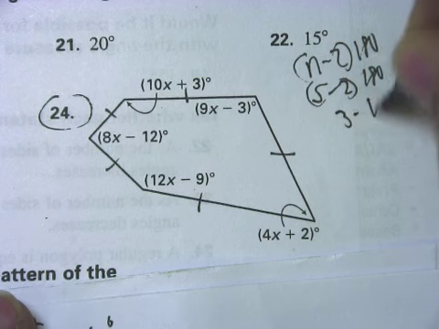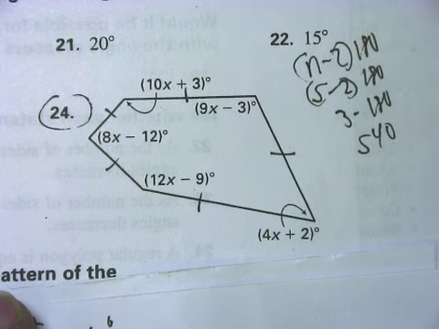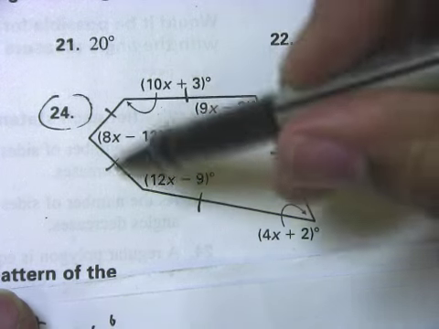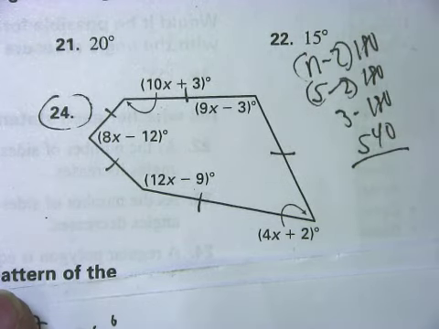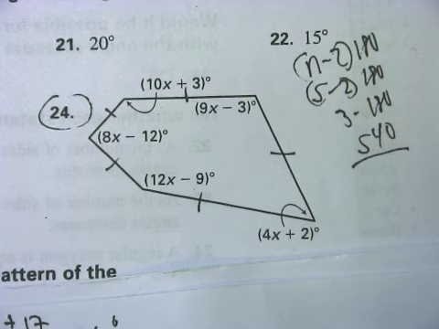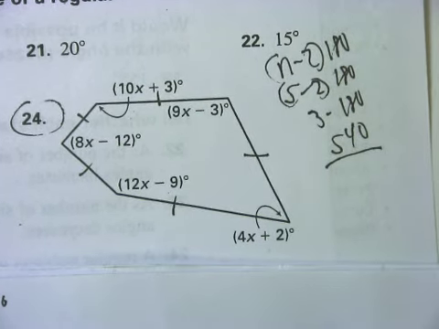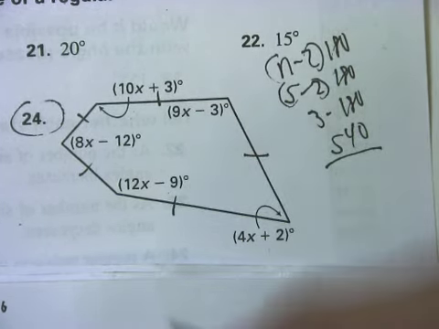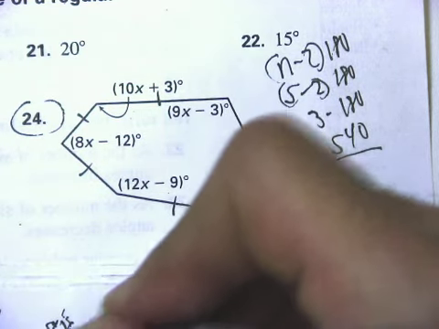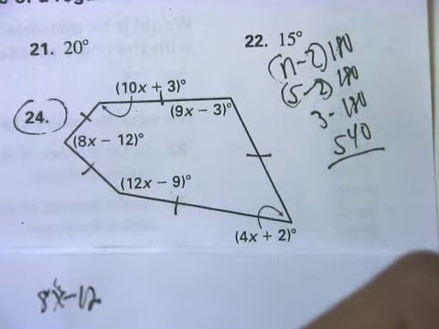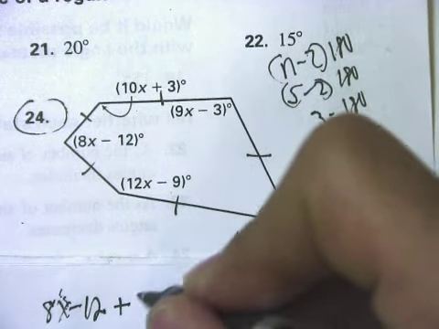How many degrees are inside of a pentagon? Well, n minus 2 times 180. It's going to give me 5 minus 2 times 180. So that's 3 times 180, and I get 540 degrees. So when I add up all of these angles together, they should all add up to how much? 540 degrees. So let's do that. Let's add up all these angles together and set them equal to 540 degrees.